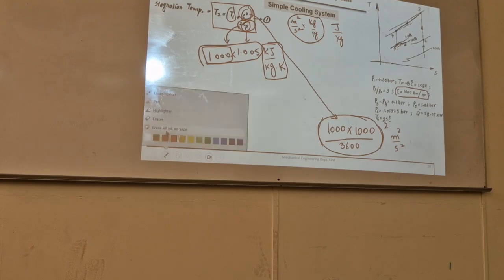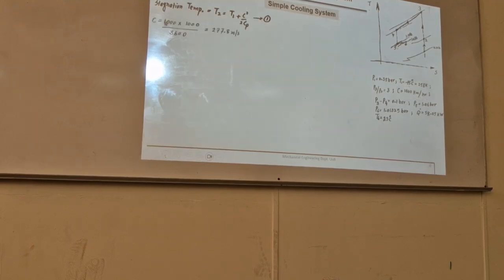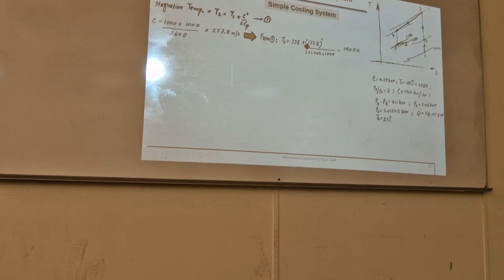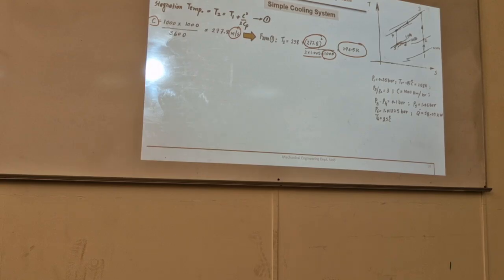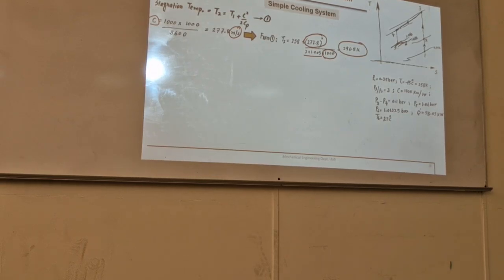So by doing these unit conversions, here is the final T2. This is C in meter per second, C square divided by 2Cp multiplied by 1000. So we get T2. That's what we needed to calculate: stagnation temperature.